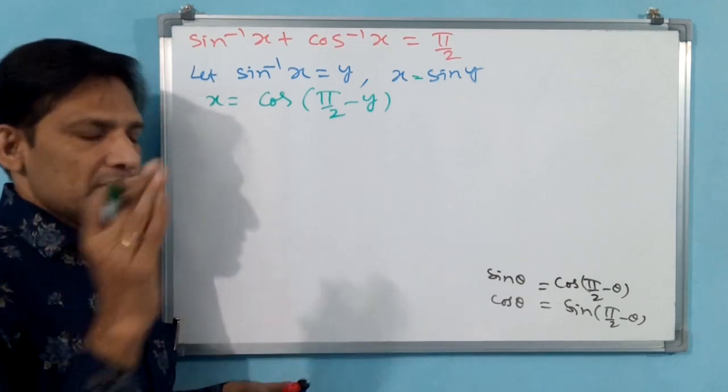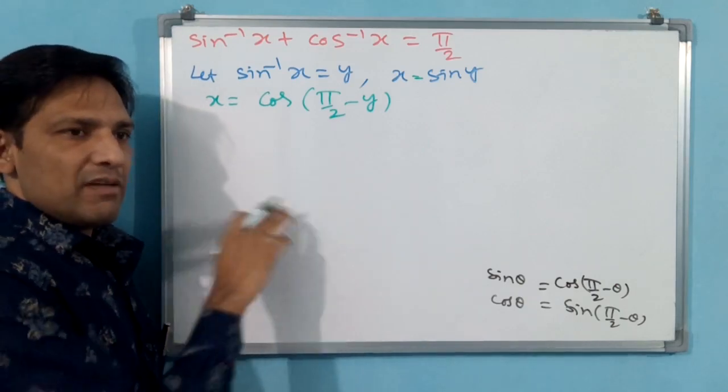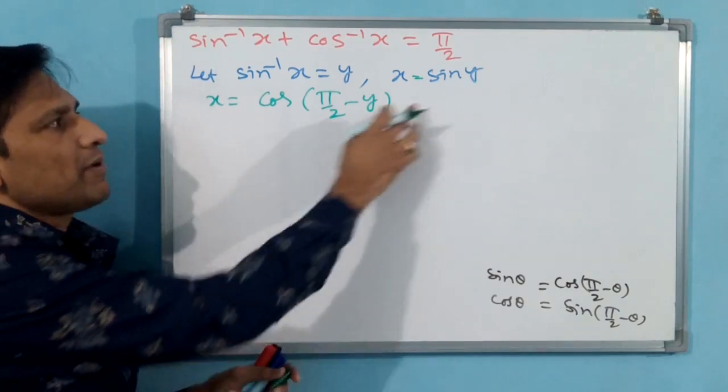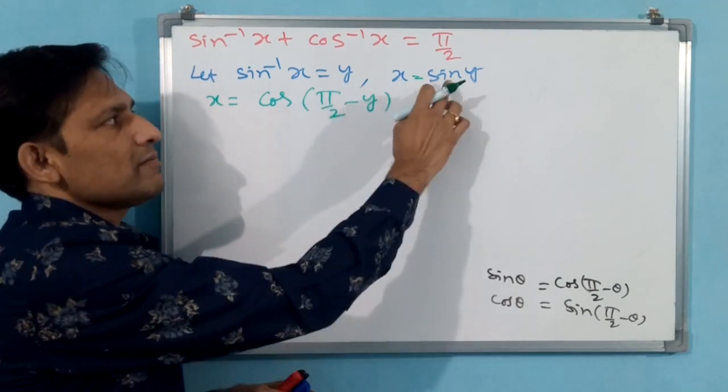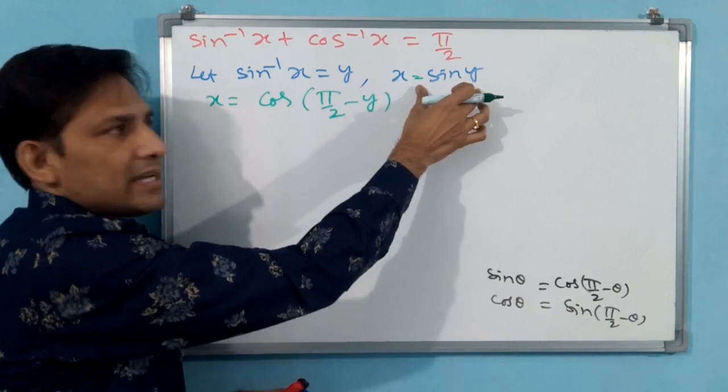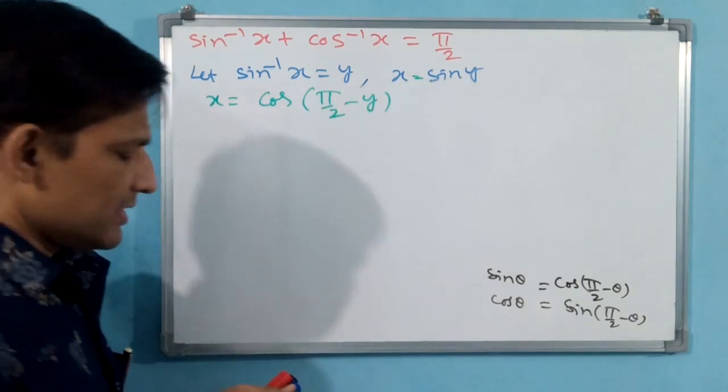Cos(90 minus y) means, you see, 90 minus y is in the first quadrant where all are positive. That is why positive will come. Then because of the vertical angle, cos is going to become sin y. That means this is correct. x is equal to cos(90 minus y) is correct.